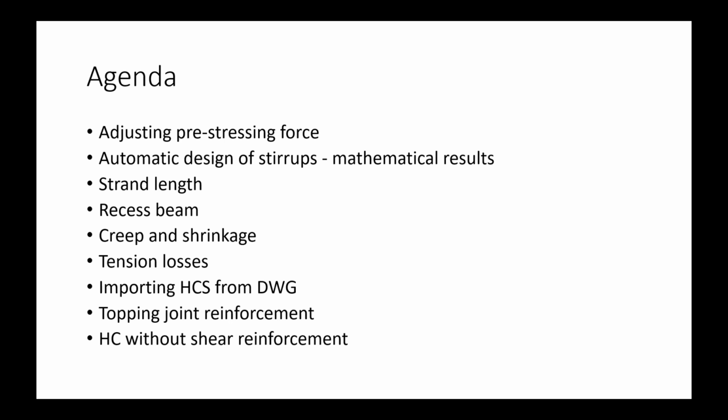Topping joint reinforcement. As some of you might know, you are able to add topping to your elements and calculate the reinforcement and stirrups in between the topping and the pre-stressed element. We're going to take a look at that. And the calculation for hollow cores without shear reinforcement, obviously.